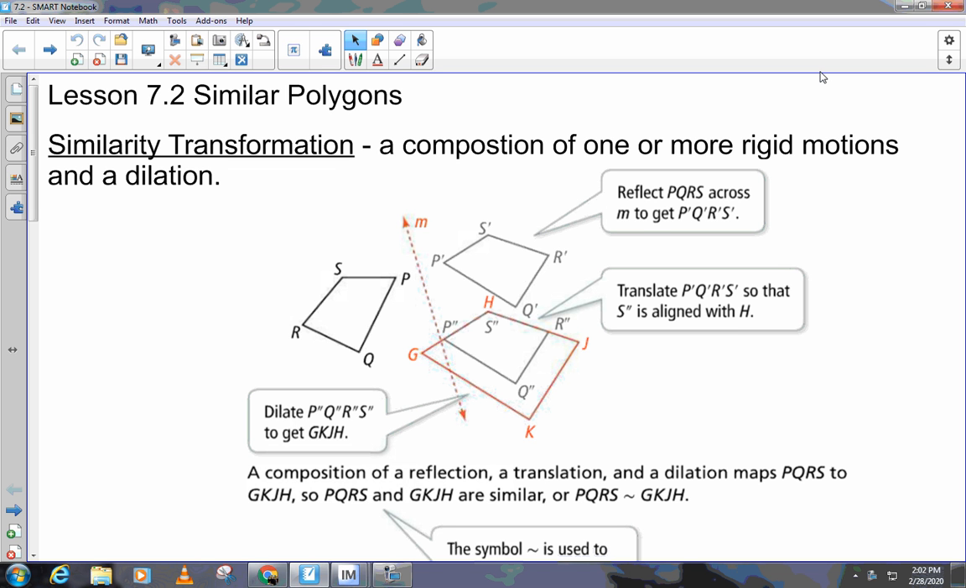Similar polygons is comparing two different shapes, but they're similar if they have the same properties as the dilation. It is a composition of one or more rigid motions and a dilation.